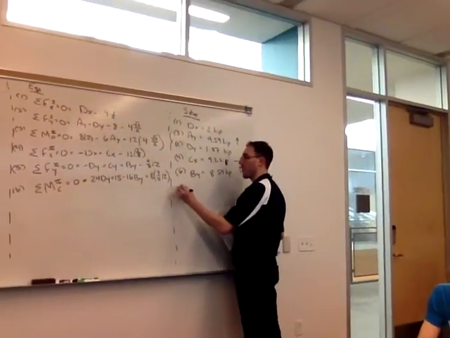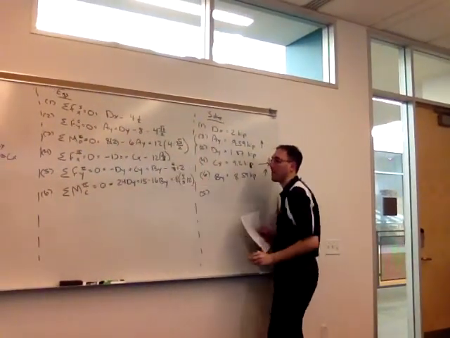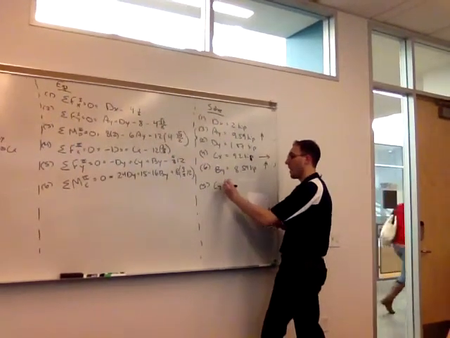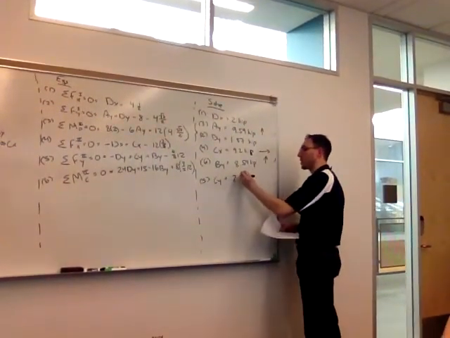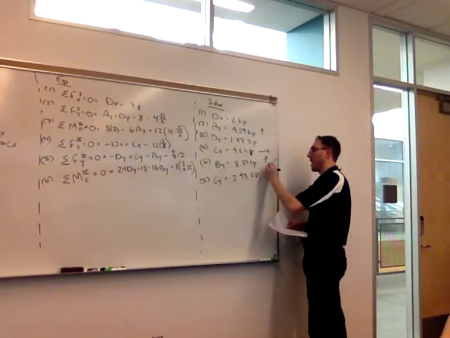And finally, if I come back to equation 5, now that I know By and now that I know Dy, I can find Cy is 2.93 kip, and that will be up.